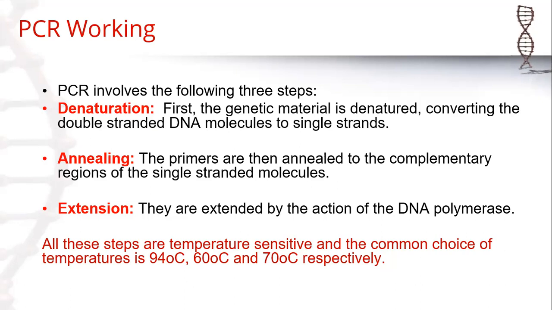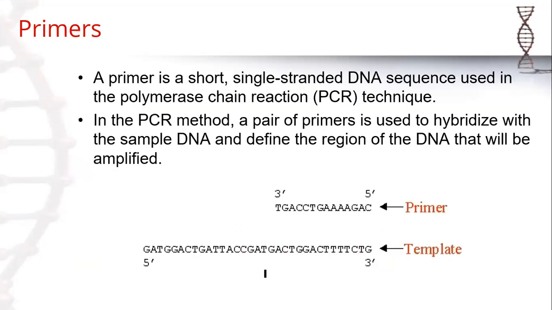All these steps, including denaturation, annealing, and extension, are temperature sensitive. The common choice of temperature is 94 degrees Celsius for denaturation, around 60 degrees Celsius for annealing, and 70 degrees Celsius for extension, respectively.